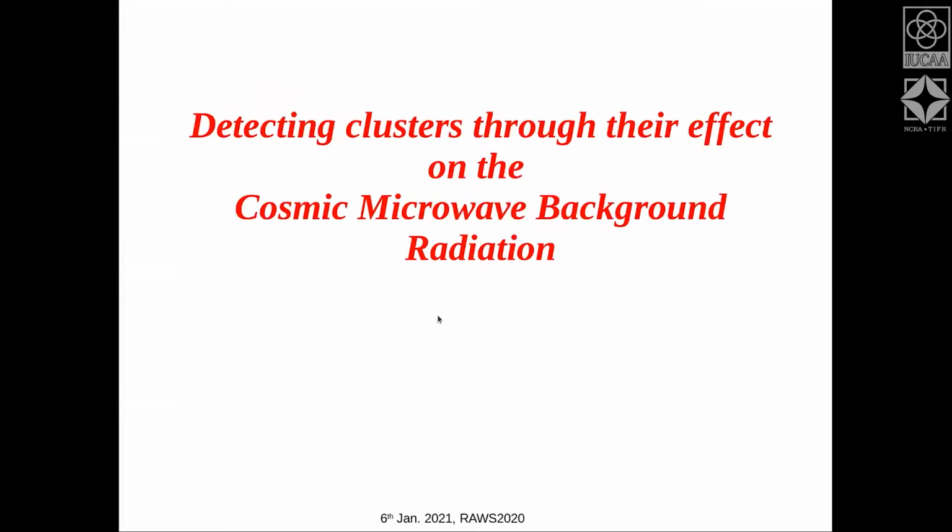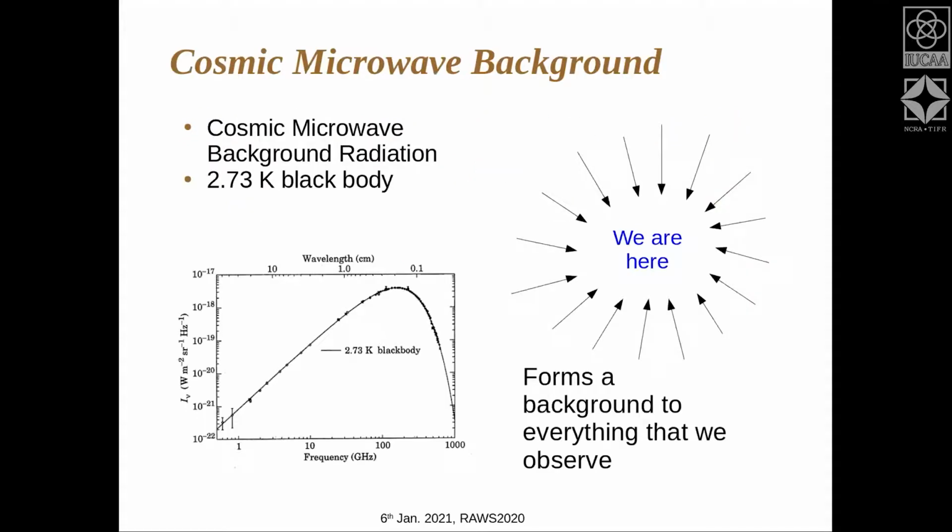So coming to another aspect, about the detection of galaxy clusters through their effect on the cosmic microwave background radiation. So I suppose all of you have sometime heard about cosmic microwave background. So this is a perfect black body radiation, or a near perfect black body radiation coming from all directions in our universe. So whichever direction you look and measure, you will find this beautiful black body.